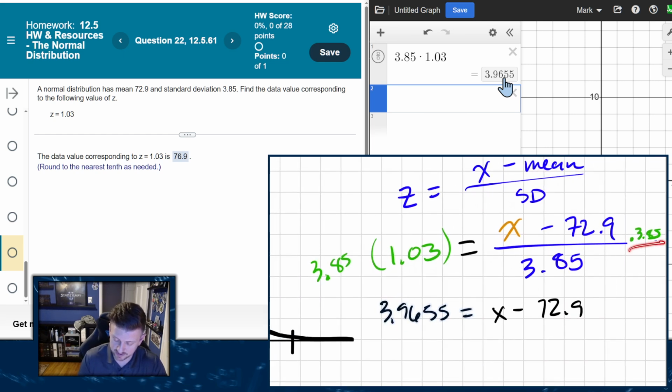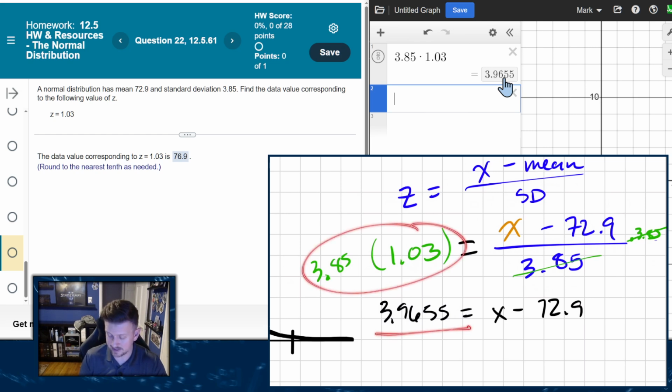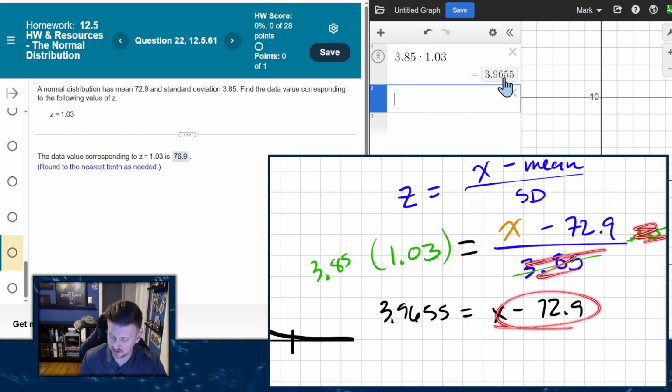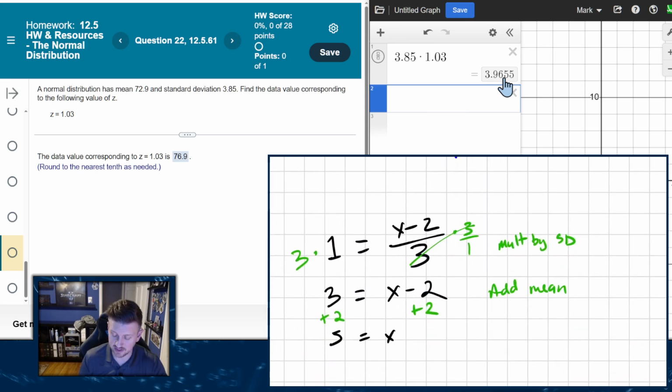So let me be clear, back up a second. I multiply both sides by 3.85. Why am I doing that? Because 3.85 divided by 3.85 is 1. And on the left-hand side, 3.85 times 1.03 is 3.9655. And we have left over, these have reduced to 1. And left over, I have x minus 72.5.